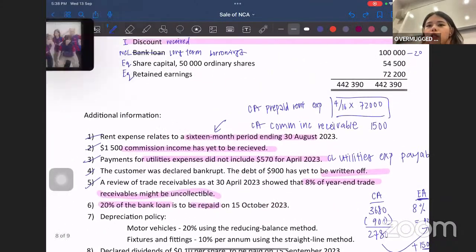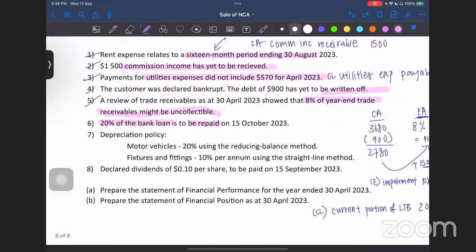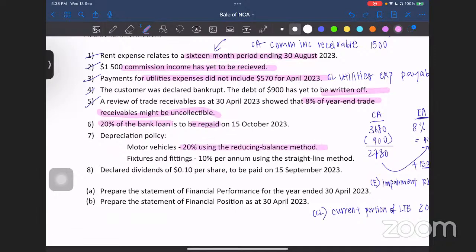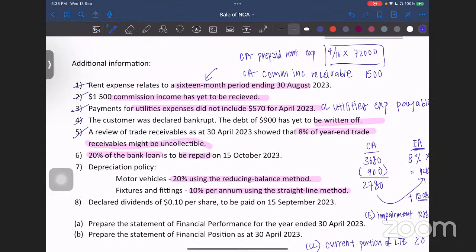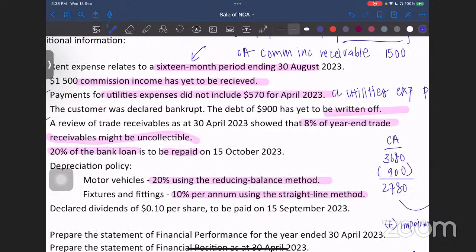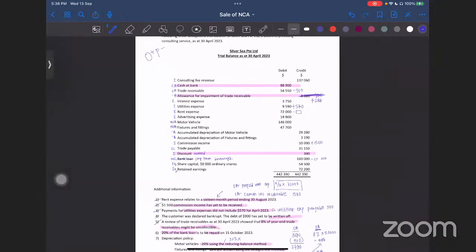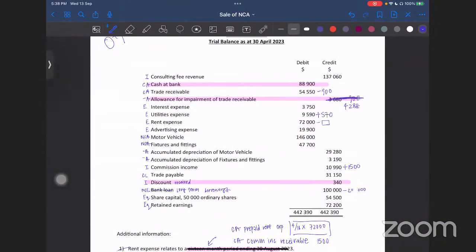Okay, then as for depreciation, I think it's kind of straightforward, right? Depreciation. For the reducing balance method, I will take the rate multiplied by NBV. So here I will take 20% multiplied by my NBV. So how to find my NBV? It will be my cost minus my accumulated depreciation.